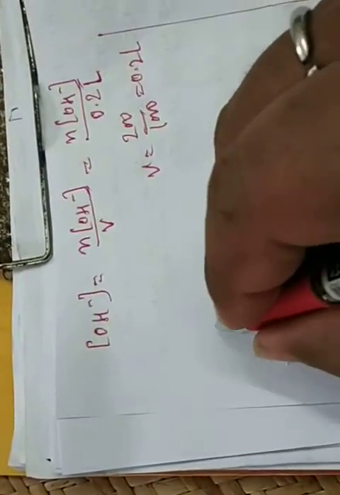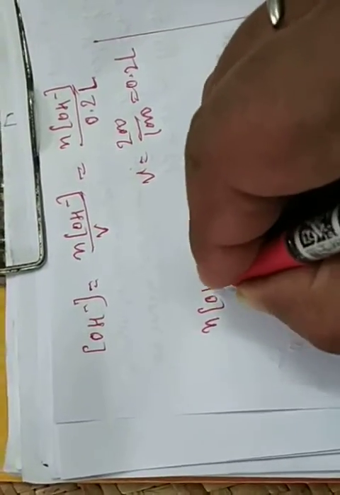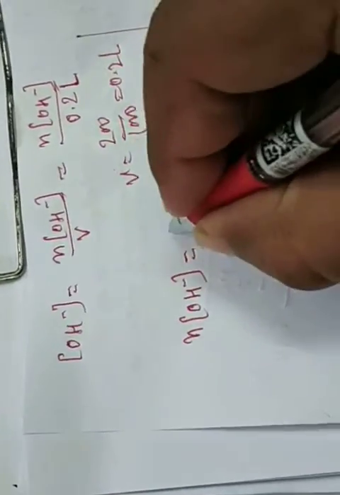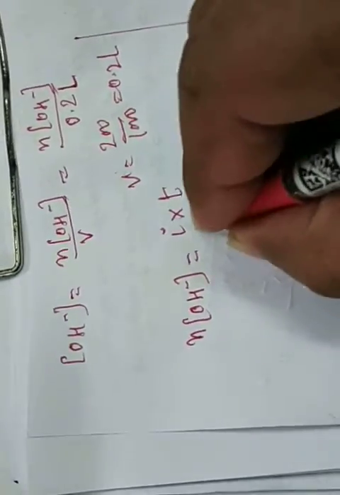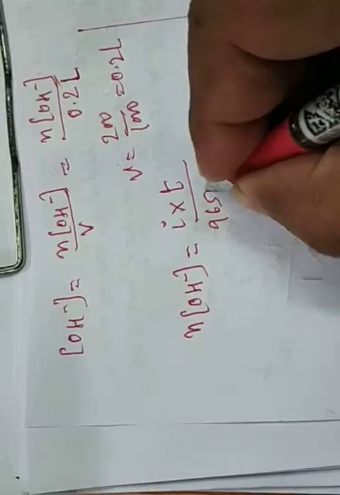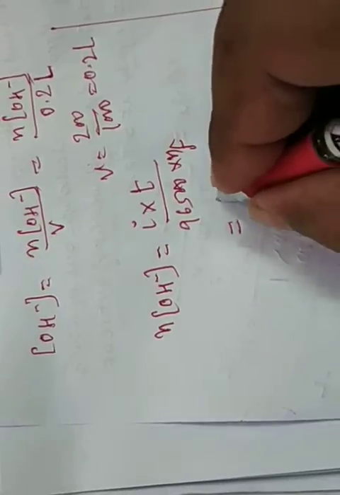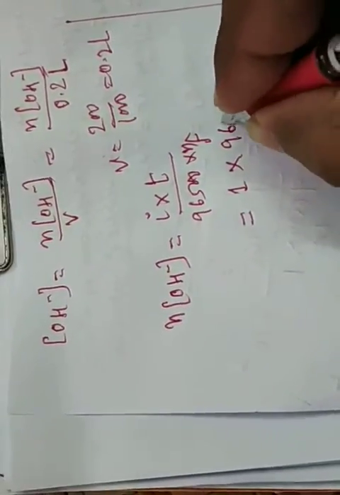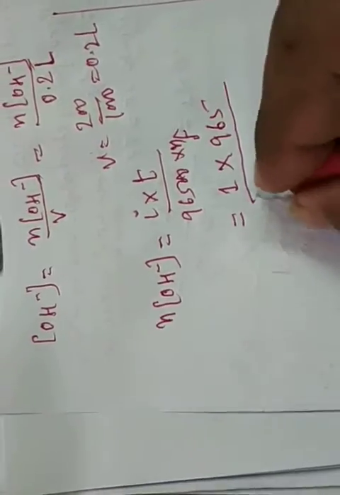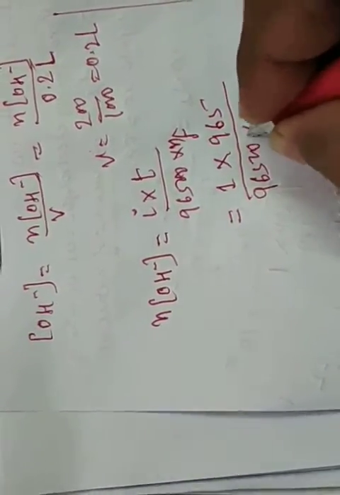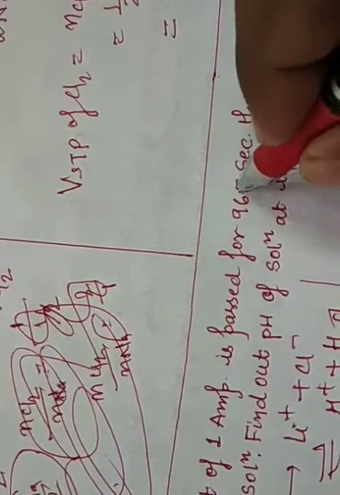So now here you find the number of moles, again with the same formula. This is I into t upon 96,500 into n factor. You know I is given, I is 1 ampere, time is 965 seconds, and 96,500, and the n factor of OH minus is 1, since it has 1 minus charge, meaning 1 valency. Okay, listen. In this case, 965 seconds is given.